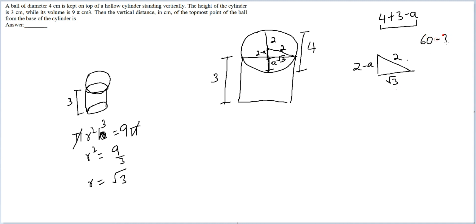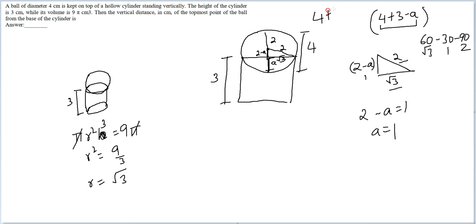Hopefully you remember, for a 30, 60, 90 triangle, the sides are in the ratio 1, root 3 and 2. This is root 3, this is 2. So 2 minus a should be 1. Or if 2 minus a is equal to 1, a is equal to 1. If a is equal to 1, the answer of this question is 4 plus 3 minus 1 equal to 6. You can mark that as the answer.